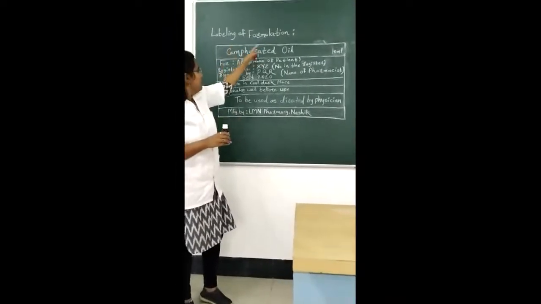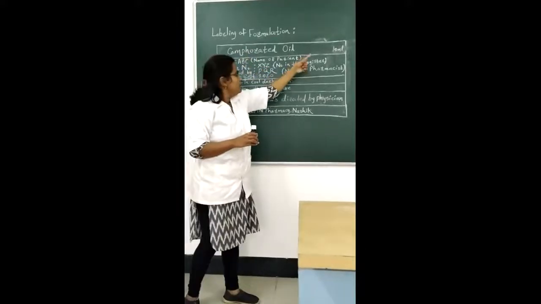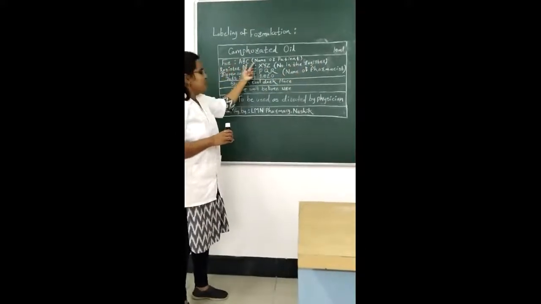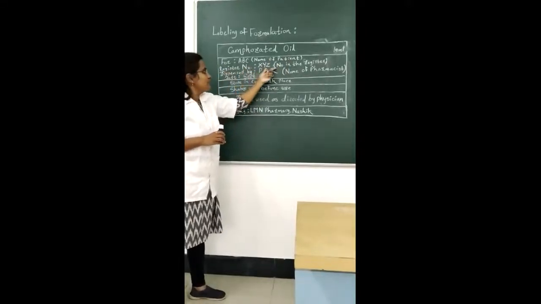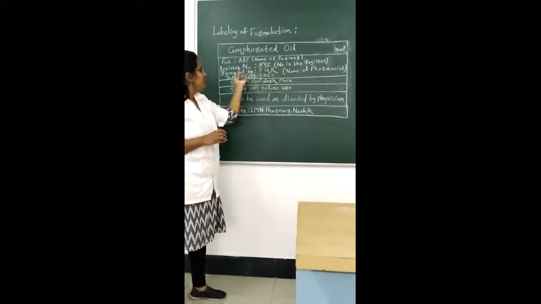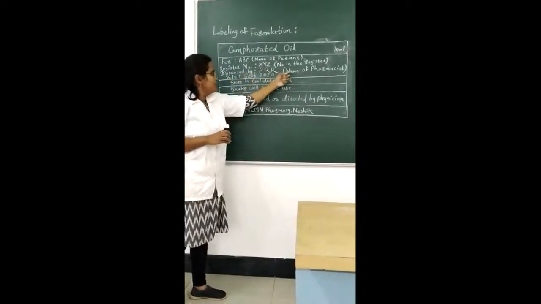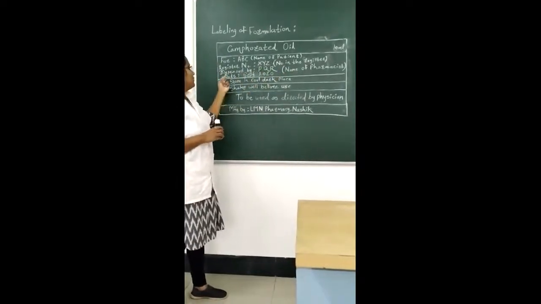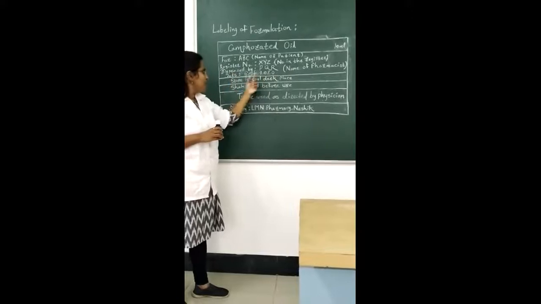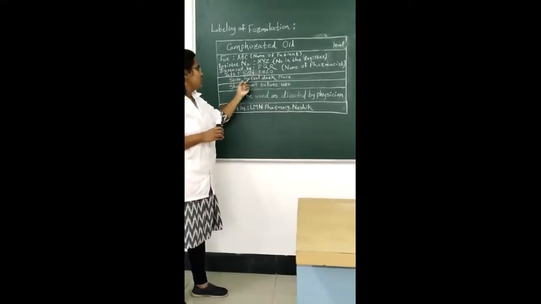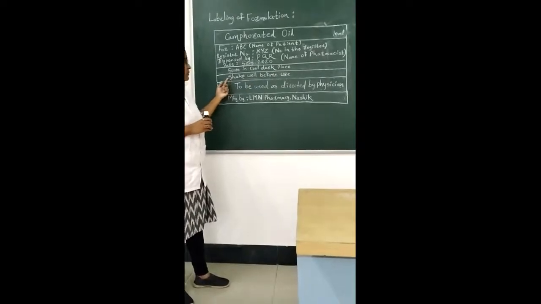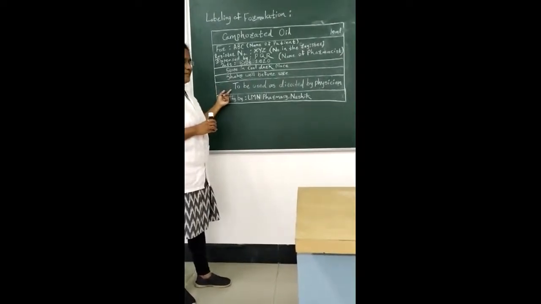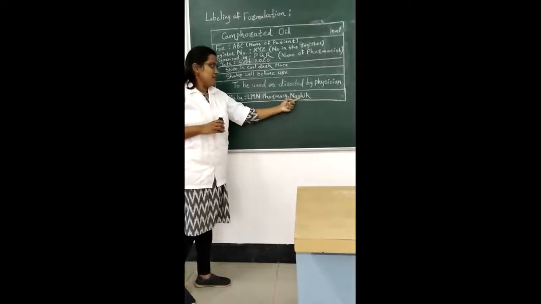Labeling of formulation: camphorated oil 10 ml. For ABC, here one can write the name of the patient; register number, that is the XYZ number given in the register; dispensed by PQR, the name of the pharmacist; and manufacturing date September 2020. Shake well before use and to be used as directed by physician. Manufactured by Element Pharmacy, Nasik.